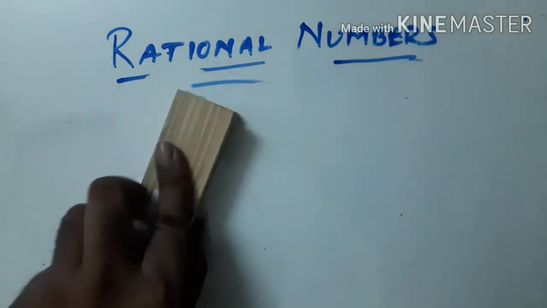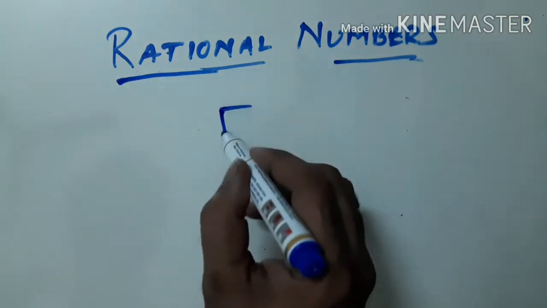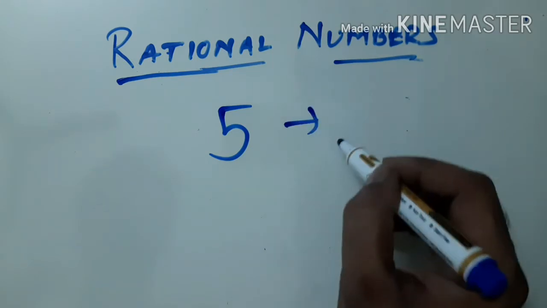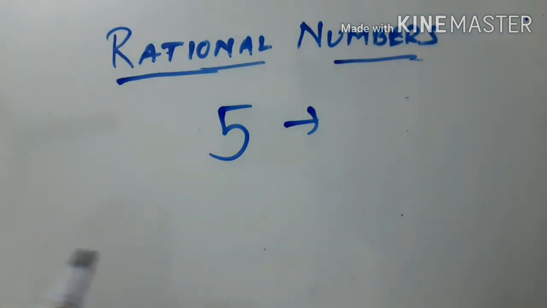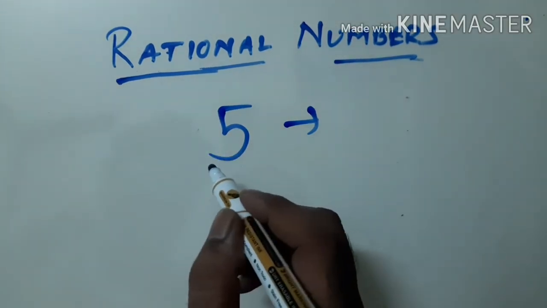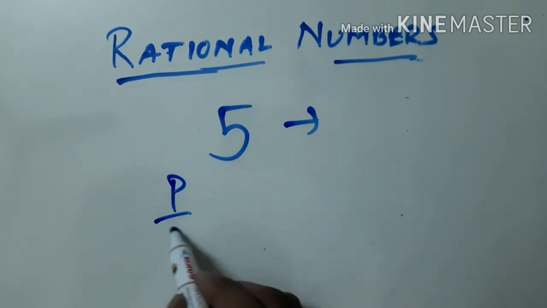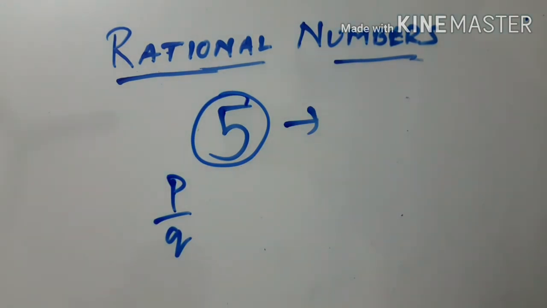So, moving on. Suppose I write a number 5. Can I say 5 is a rational number? Now, you may get a question. As I said, a rational number means we should have a numerator and a denominator, but 5 is a whole number. So how can we call it a rational? Yes, we can call it a rational.